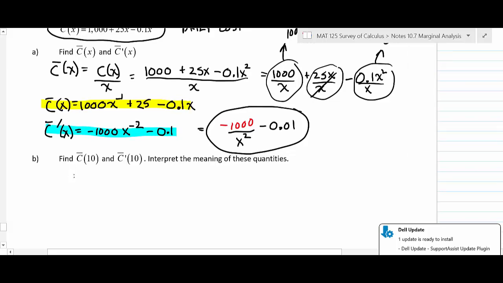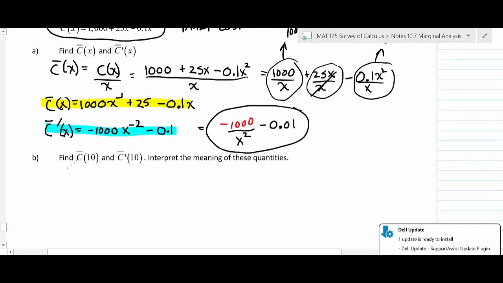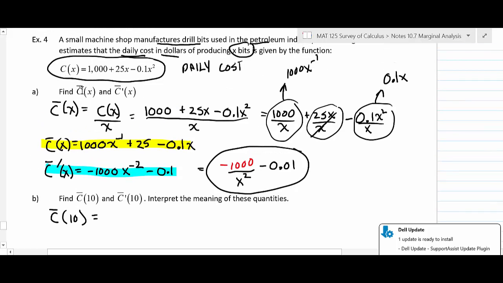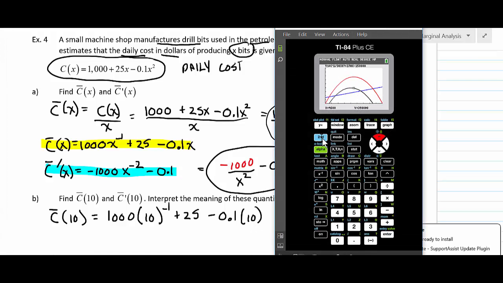Okay, so let's define these two values and talk about what they mean. So this first one, if you're doing C bar of 10, you've got 10 drill bits you're producing. So you're just going to plug that into what I've got in yellow here. Let's plug this into the cost function. So that's going to be 1,000 times 10 to the negative 1, plus 25, minus 0.1 times 10, okay? And you can type that in your calculator exactly like that if you want to, in one step.